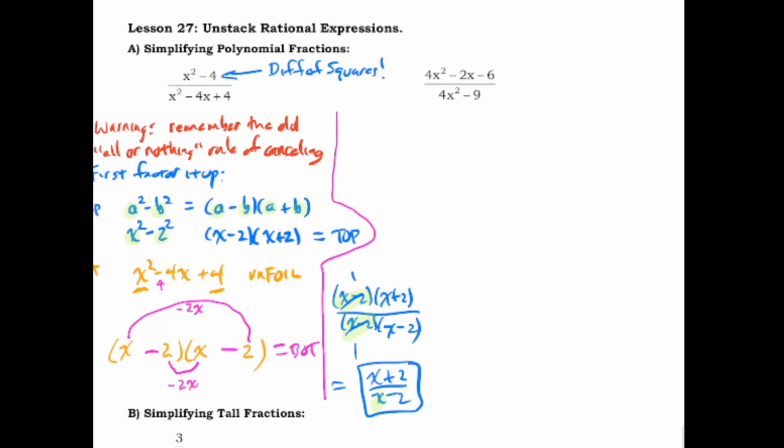Again, you cannot cancel those x's because if you can't cancel an x everywhere, you don't cancel an x anywhere. Same thing goes for the 2's. We cannot cancel those 2's because there's a 2 here and here, but not here and here. If you can't cancel everywhere in a fraction like this, you don't cancel anywhere.